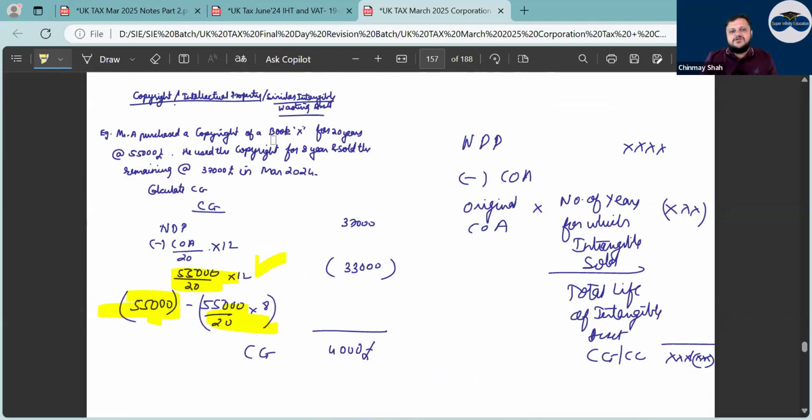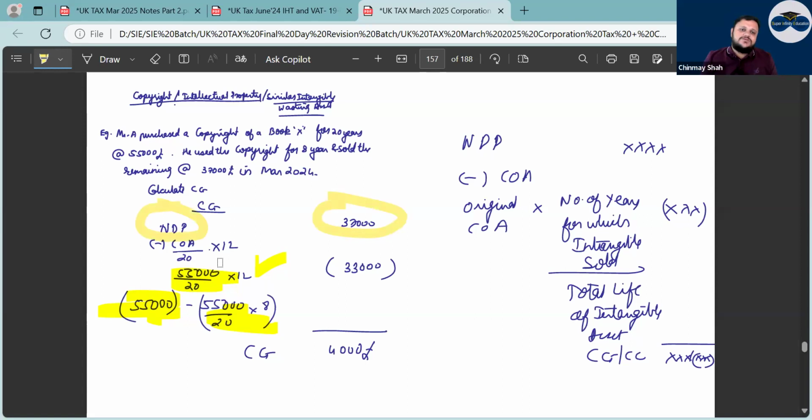Very simple. Mr. A purchased a copyright of book X for 20 years at 55,000. He used the copyright for 8 years. So what you'll do? And sold the remaining at 37,000. So 37,000 is the net disposal proceeds minus cost of acquisition. Sir, I used it for 8 years, so from the cost of acquisition, 8 years I will deduct. 12 years worth of cost of acquisition I can deduct.